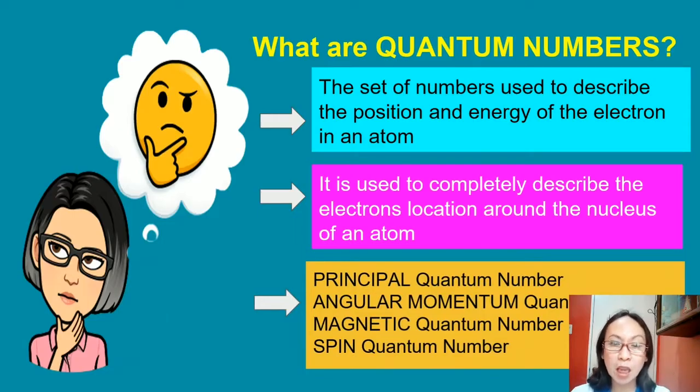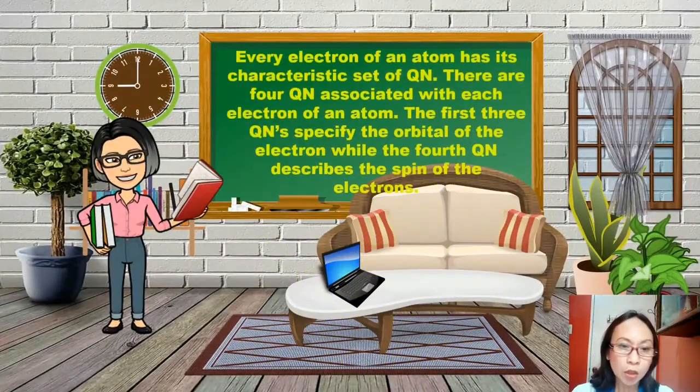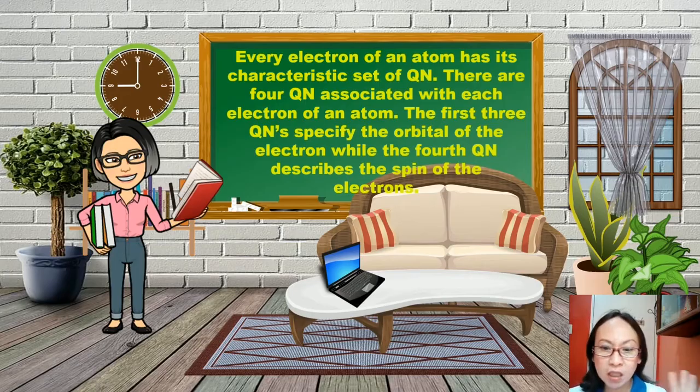Also, when we say quantum numbers, we should take note of these 4 types of quantum numbers: the principal, the angular, the magnetic, and the spin quantum numbers. So every electron of an atom has its own set of quantum numbers. They are different for each one. Every atom is very unique with other atoms. There cannot be two electrons with the same 4 sets of quantum numbers. It is impossible.